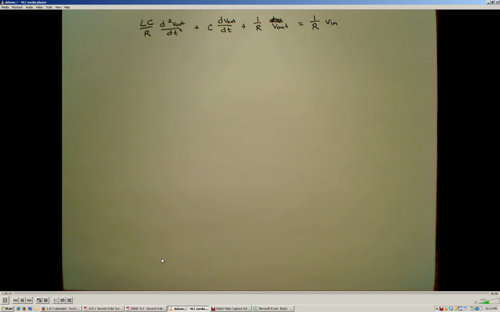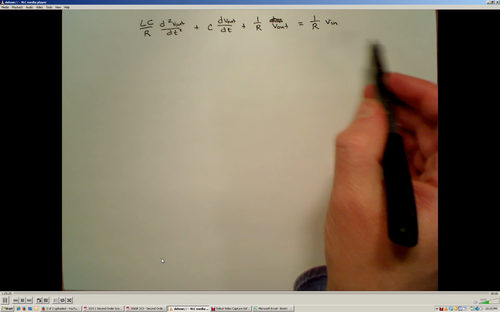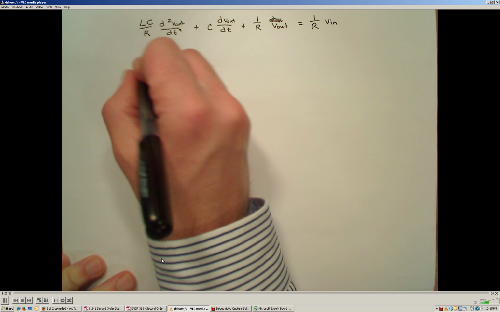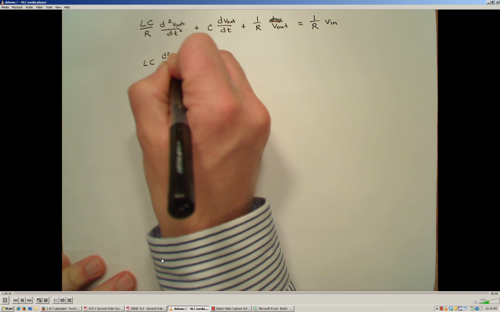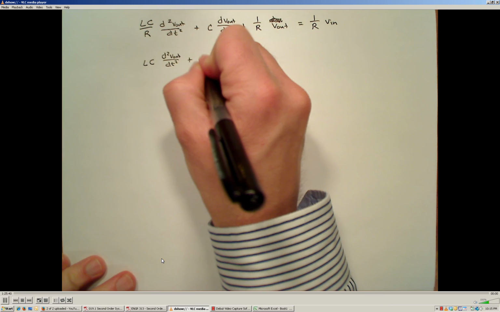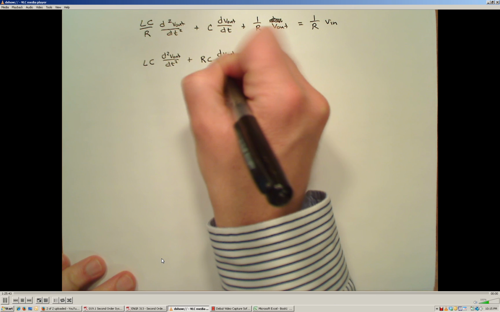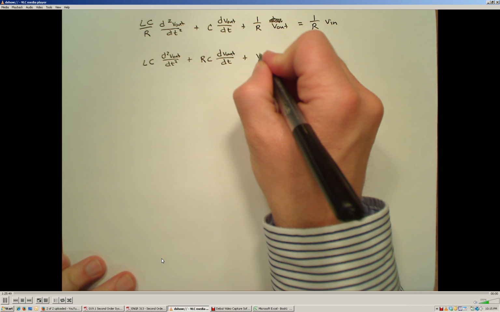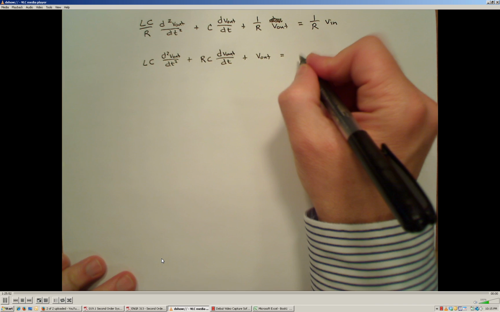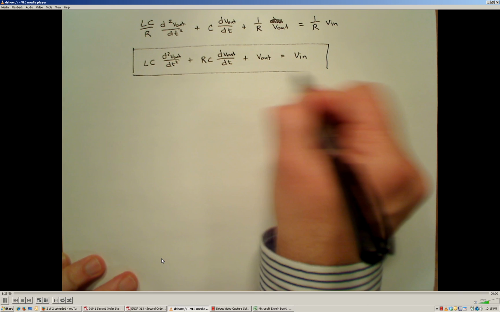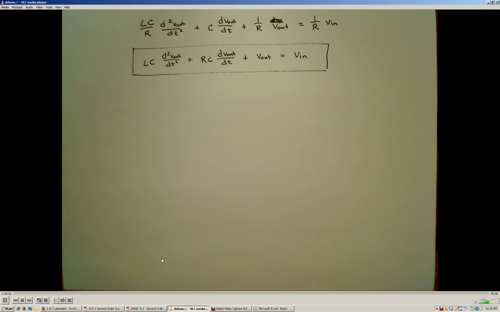Okay, so now we can do a little bit more rearranging to make this look a little more appealing. So what I'm going to do is multiply both sides of the equation by the resistor value R, and that's going to give me LC d squared V out dt squared, the second derivative of the output voltage with respect to time, plus RC times the first derivative, plus, and if I multiply by R, this will just be the output voltage, and that's going to be equal to Vn. So this gives us our second order differential equation that's going to describe the mathematical behavior of the system.